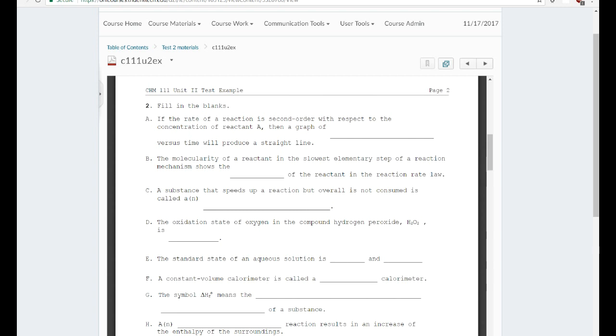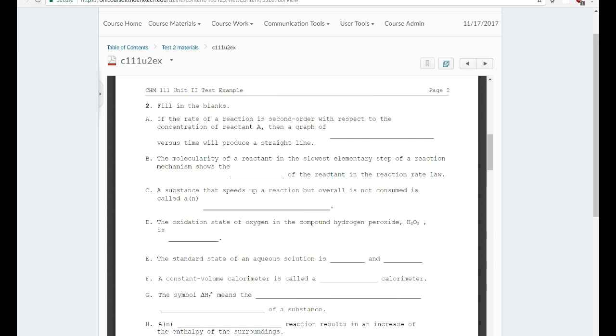That's the exponent, is what they're looking for there. The molecularity of a reactant, that is to say, the coefficient, gives you the exponent, or the order of the reactant. So I would accept either one, personally, but some tests, they don't give you that option.